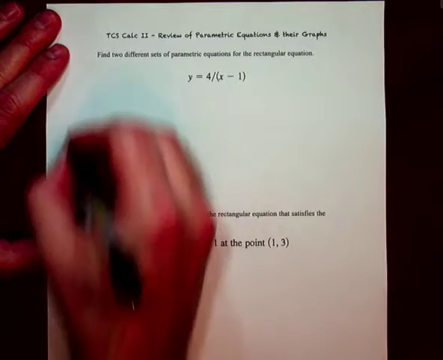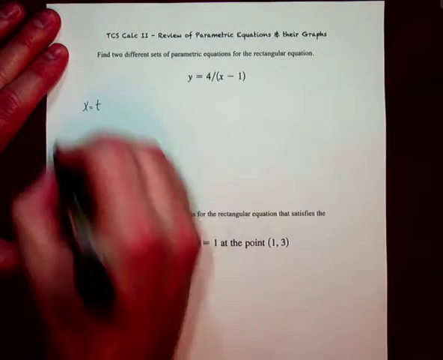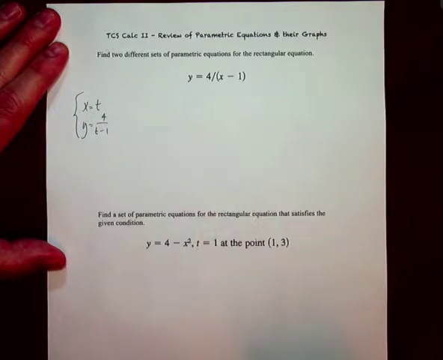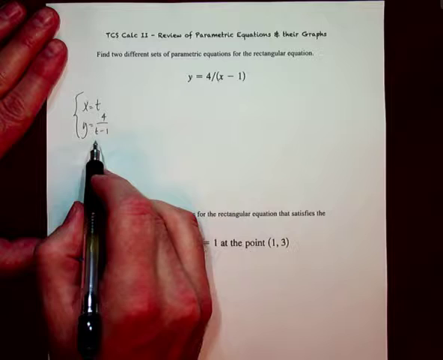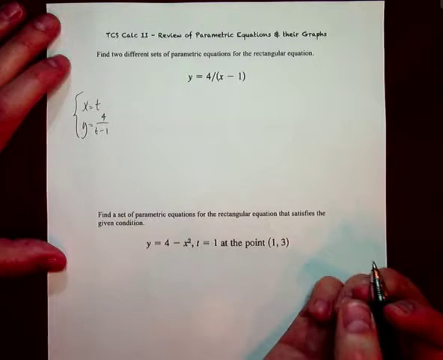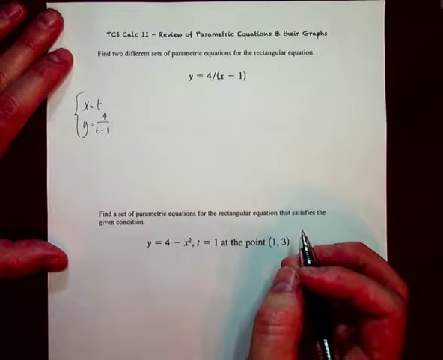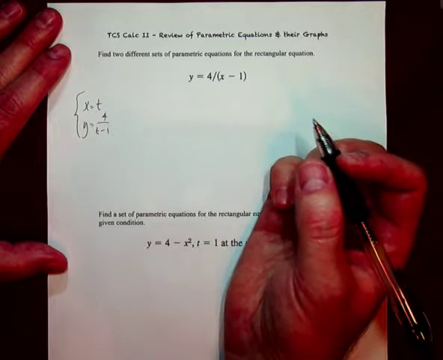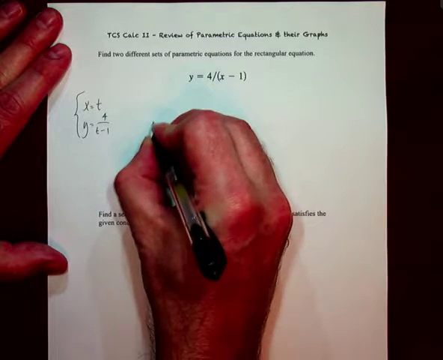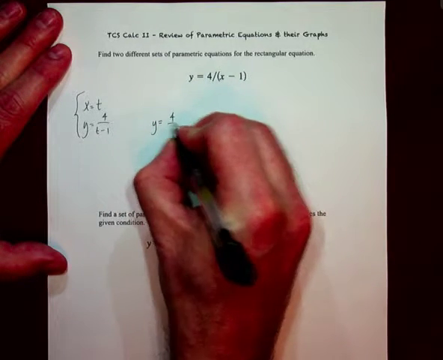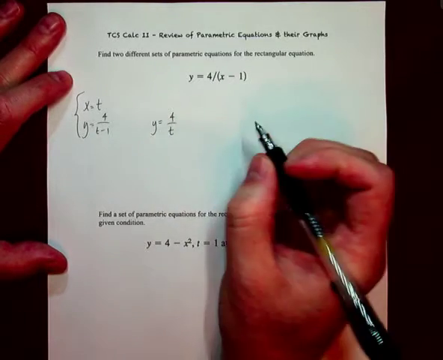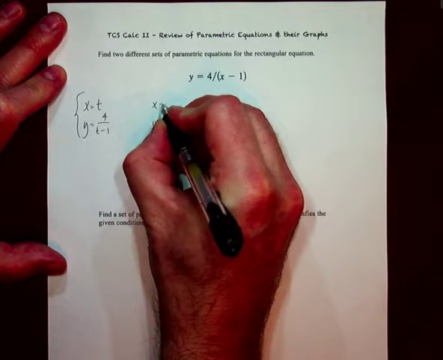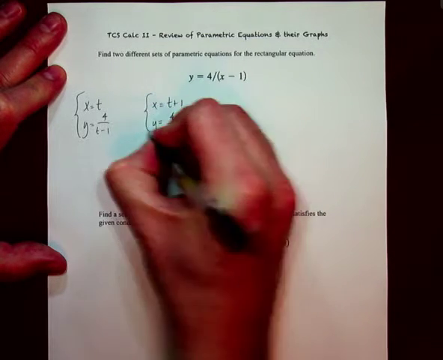Now, the easy way is just, if x is equal to t, then y is equal to 4 over t minus 1. And the way that you would eliminate the parameter is simply plugging in an x here for the t, since they're synonymous. Well, let's say that I want to do something different. Let's say that I want y just to be 4 over t. Then t needs to be x minus 1. And if t is x minus 1, then x is t plus 1.